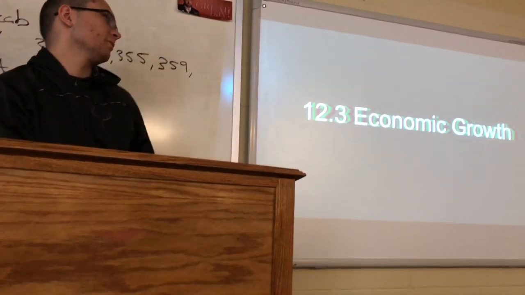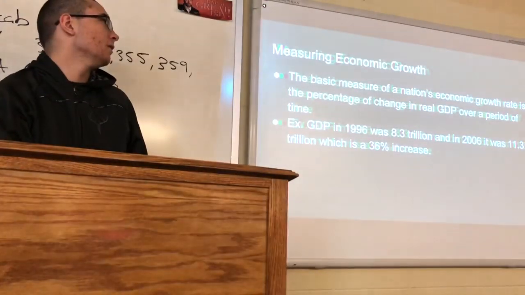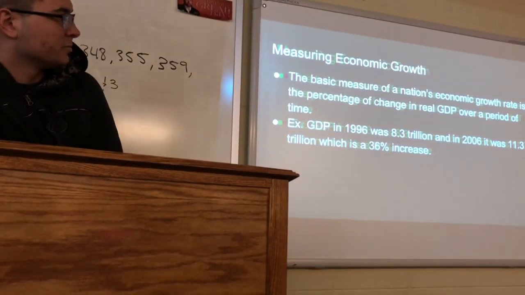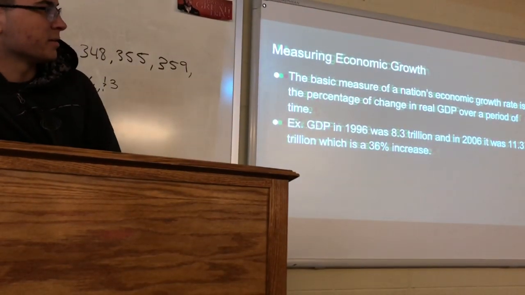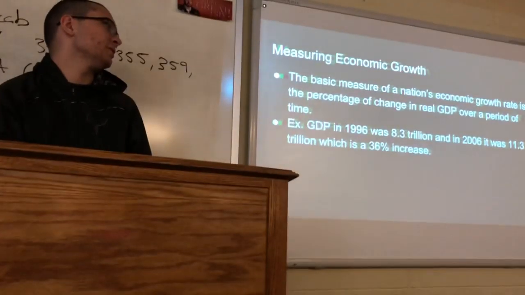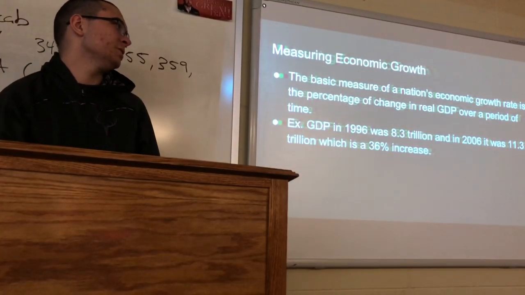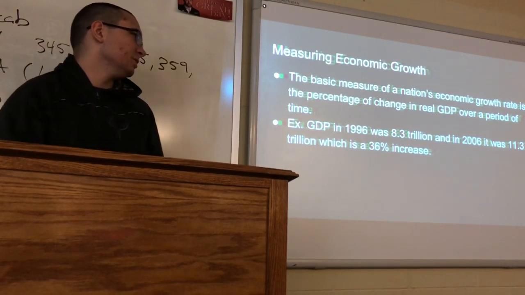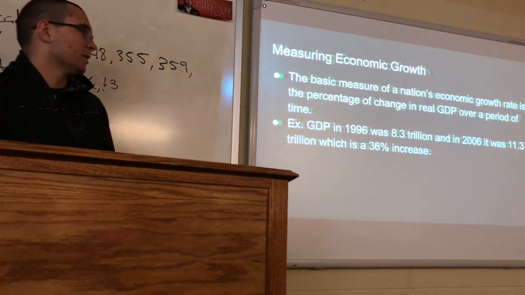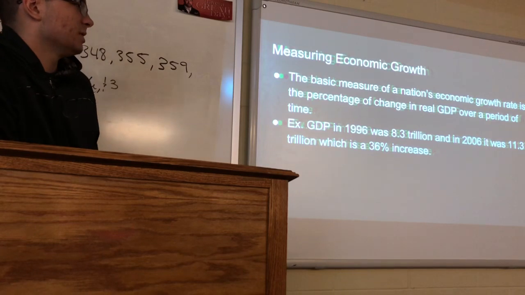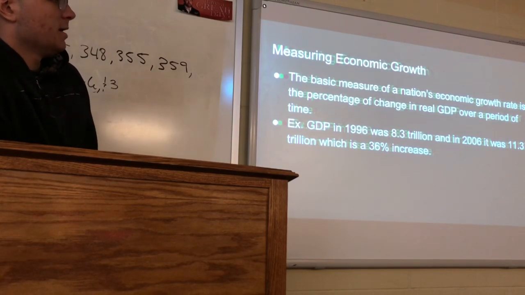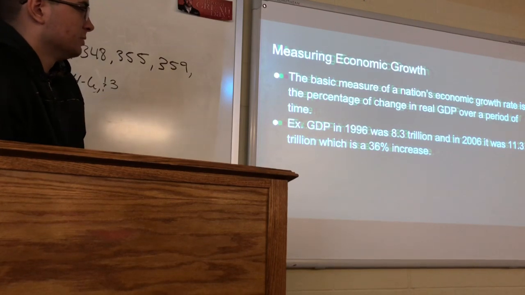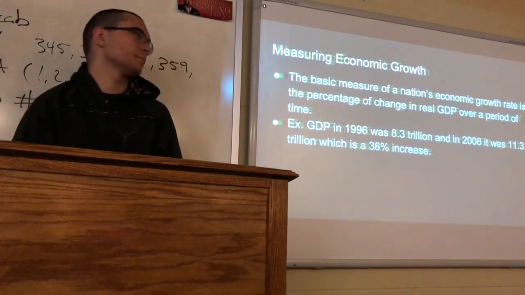So this is 12.3, Economic Growth. Measuring economic growth: the basic measure of a nation's economic growth rate is the percentage of change in real GDP over a period of time. Example: GDP in 1996 in the United States was 8.3 trillion, and in 2006 it was 11.3 trillion, which is a 36% increase.